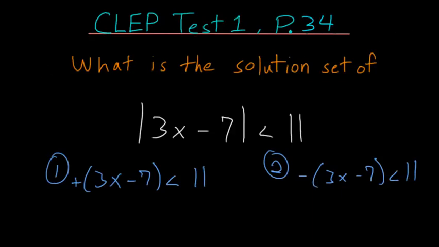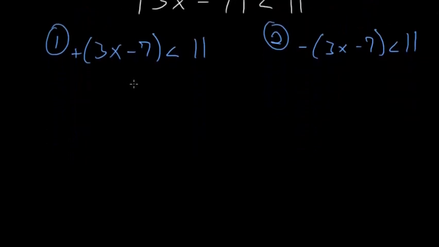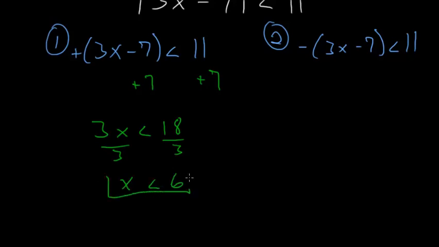So with the first one, we can add 7 to each side, so that we're left with 3x is less than 18. Dividing each side by 3, we're left with x is less than 6. So this is the first half of the solution.